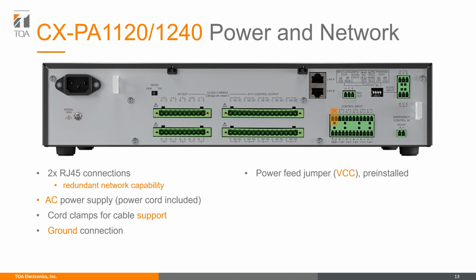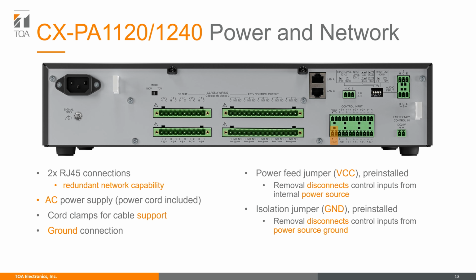Located on the control input section is the power feed jumper, or VCC, which is pre-installed. When this is removed, it disconnects the control inputs from the internal power source. This means that you have to connect an external power source for the control input. Below that, you have the pre-installed isolation jumper, or GND. When this is removed, it disconnects the control inputs from the power source ground.